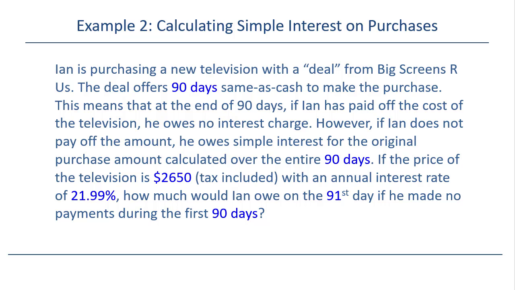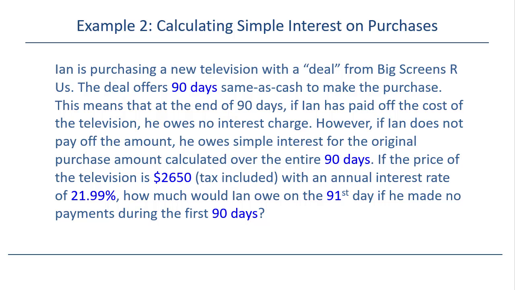Ian's purchasing a new television with a deal from Big Screen R Us, and the deal offers 90 days same as cash to make the purchase. This means that at the end of 90 days, if Ian has paid off the cost of the television, he owes no interest charge. However, if you do not pay off the amount, you owe simple interest for the original purchase amount calculated over the entire 90 days. So basically, they are charging you interest for the first 90 days. As long as you pay it off in full, you don't owe it. But if you don't, you get hit with it, right?